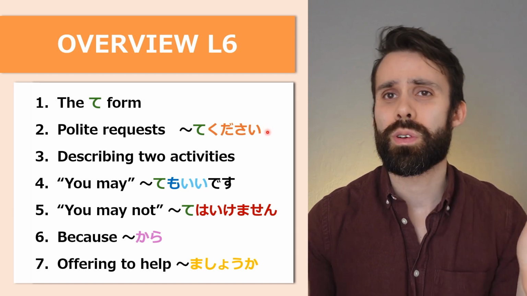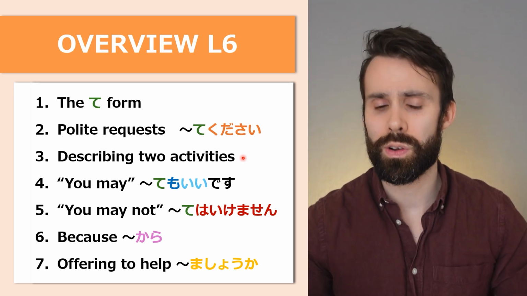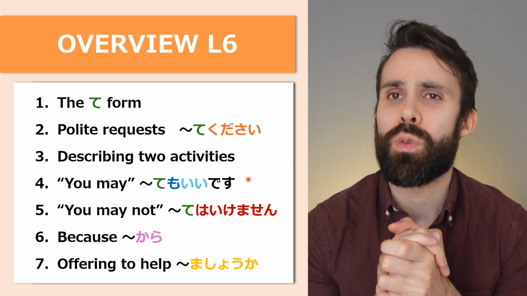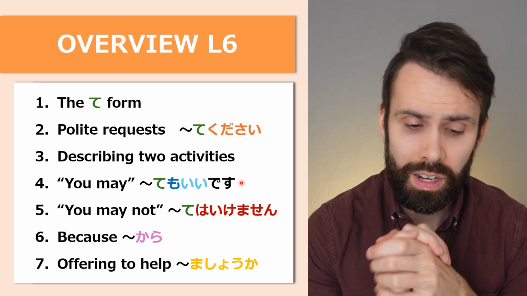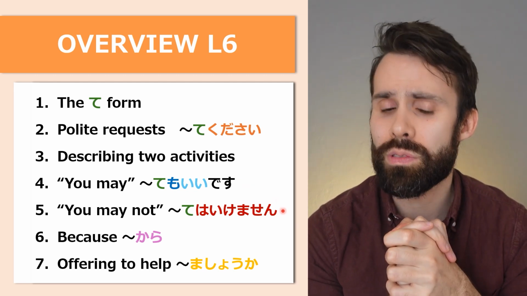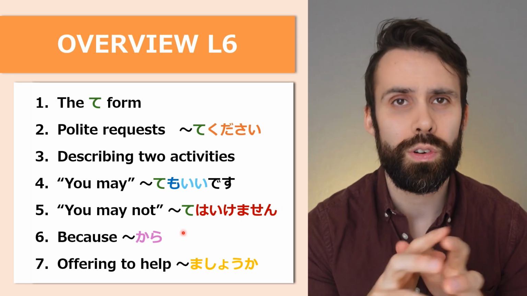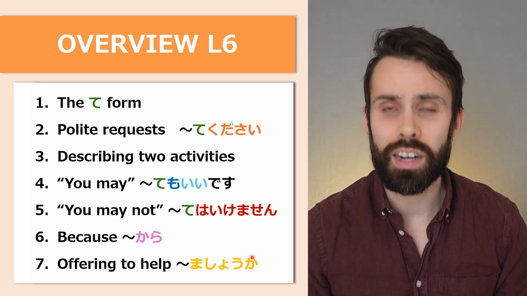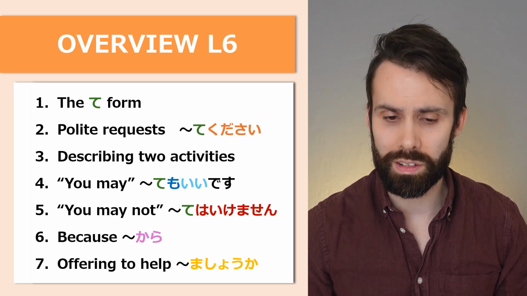It's going to allow us to connect sentences and describe more than one activity going on sequentially. We're going to be able to ask whether we may do something or to express permission. We're also going to be able to express that something is not allowed, that we can't do something. And then in this chapter, we're also going to be taking a look at kara, meaning because, and a little bit more about mashouka, which we learned in lesson 5 as well.